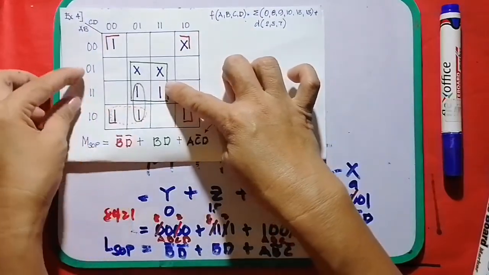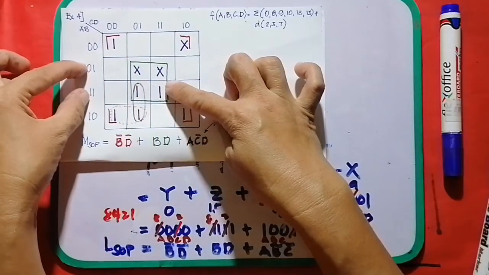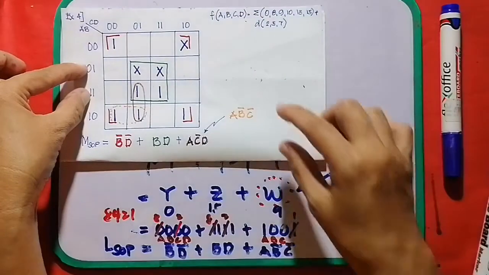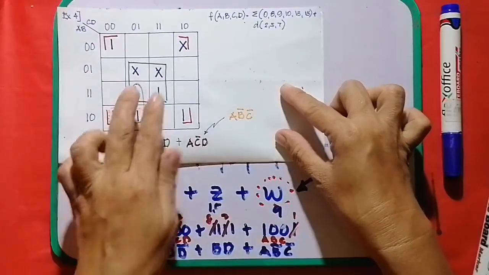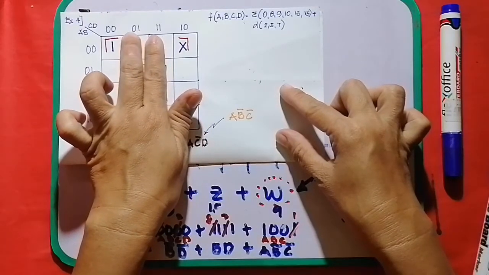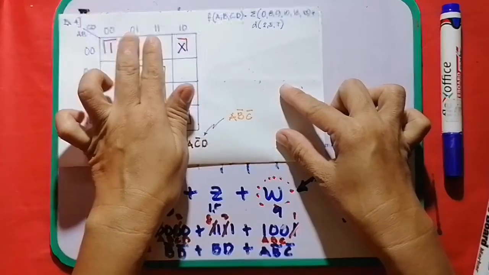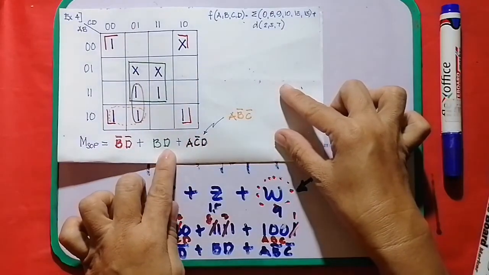For group green, it occupies rows 0, 1, and 1, 1. Again, 0, 1 cancel. 1, 1 here is B. That's why you have here B. For columns, you have two columns here. 0, 1, and then 1, 1. 0, 1 cancel. So 1, 1, that is D.